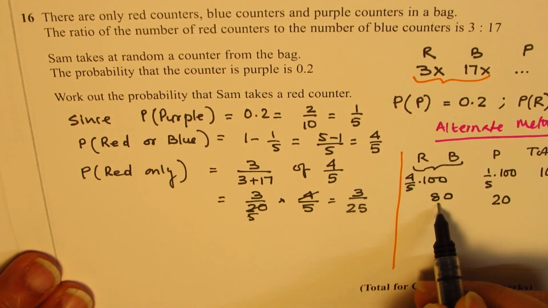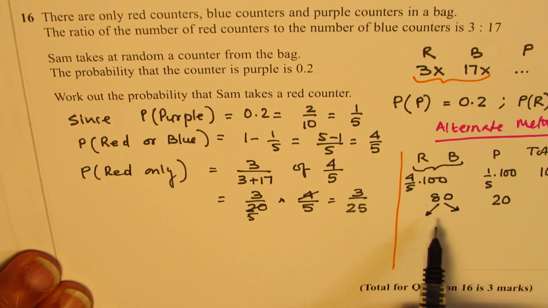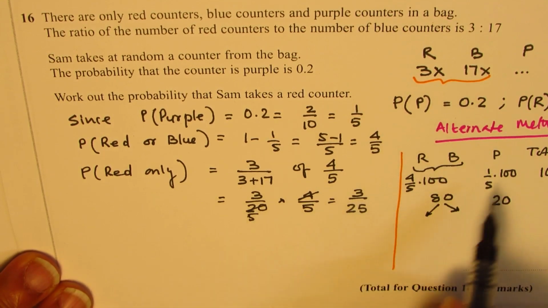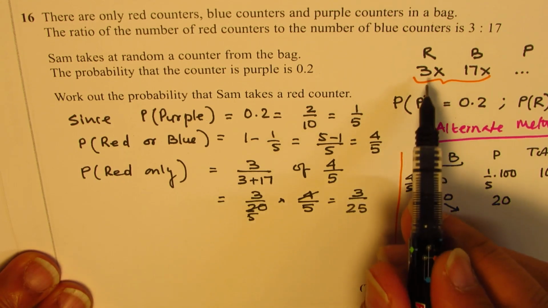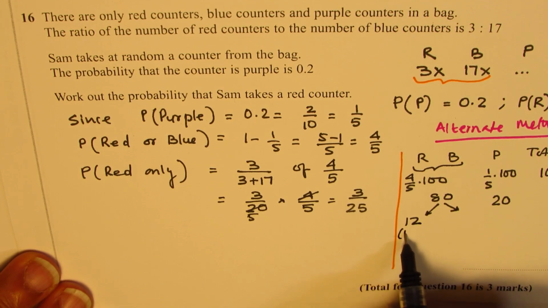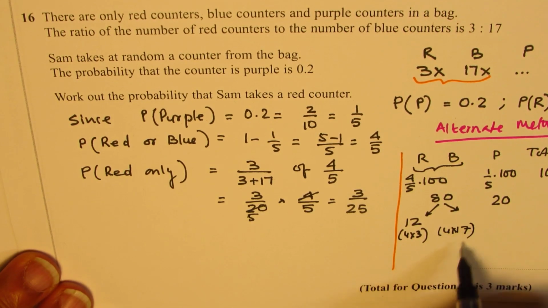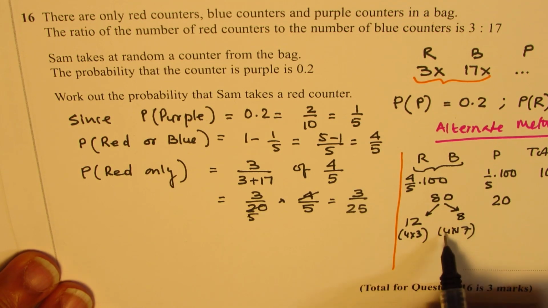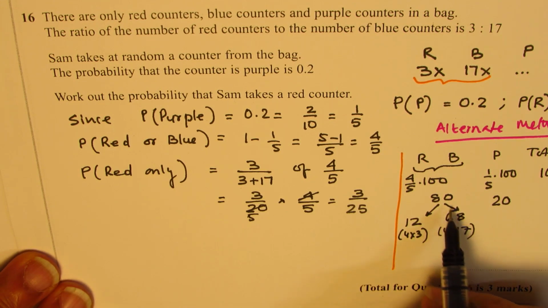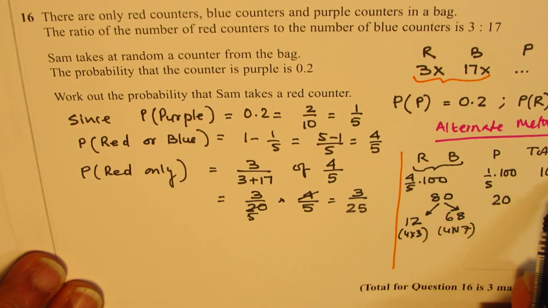So 4/5 of 100, we know there will be 80. Correct? Now in 80, how many will be red and how many will be blue? We know that from 20, it is 3 and 17, so 4 times. So 12, which is 4 times 3. And here we'll have 4 times 17 out of 80. 4 times 7 is 28, 8 and 2, which is 68. So 68 will be blue.